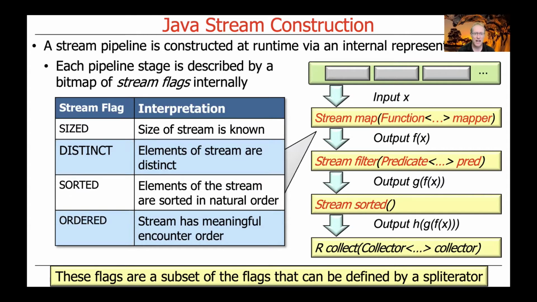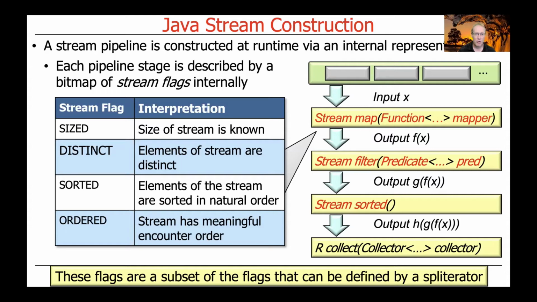One flag that can be set is sized, and that means that the framework knows how many elements there are in the source of the stream. For example, an ArrayList, a HashMap, a LinkedList, a TreeSet, those are all collections where we know the number of elements at the beginning. There are other kinds of sources for a stream that are not sized. A good example would be the iterate method or the generate method, which is defined on a stream. Those will create non-sized streams.